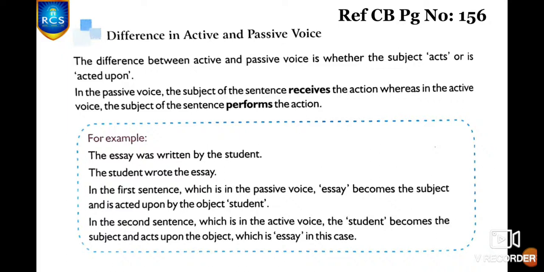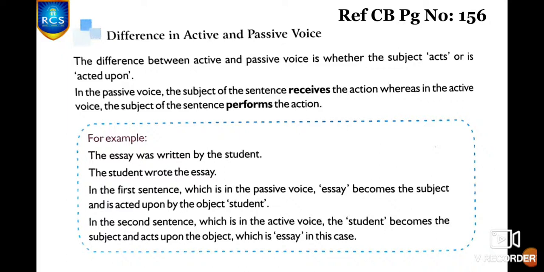The difference between active and passive voice is whether the subject acts or is acted upon. In the passive voice, the subject of the sentence receives the action, whereas in the active voice, the subject of the sentence performs the action. For example, the essay was written by the student. The student wrote the essay.